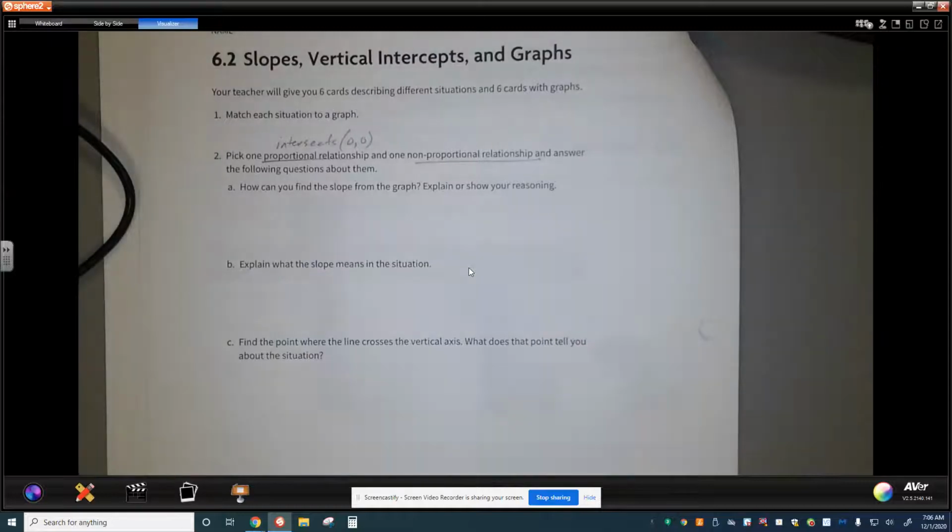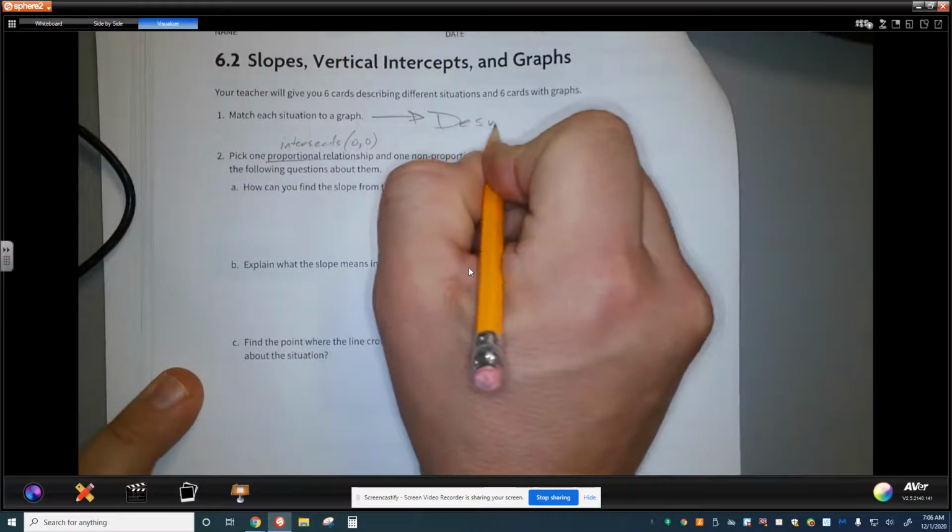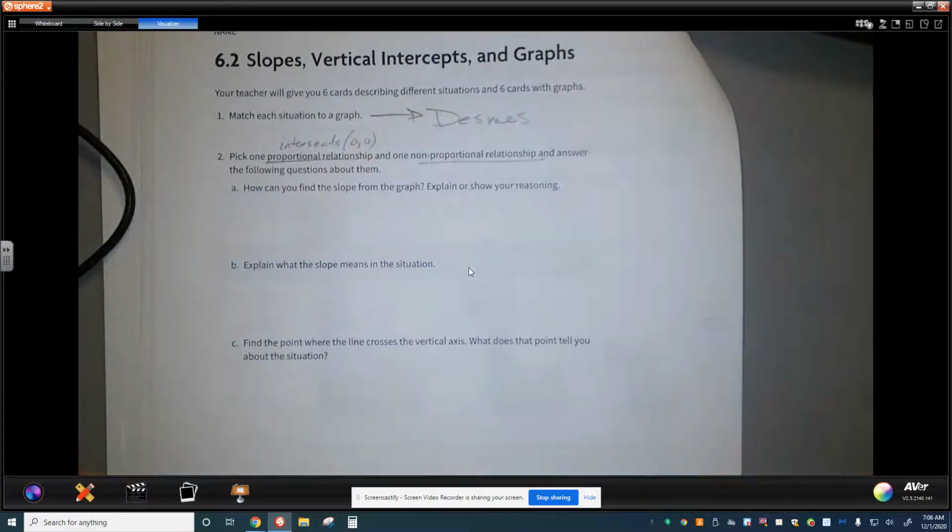In the next section, we are going to see 6 different cards that are being described with 6 different graphs. Our job is to match up each of the situations in the graph. For this section, you have a Desmos card sort that you are going to work on. The link is there in your lesson. But we're going to focus just on one proportional and one non-proportional relationship and answer the following questions.